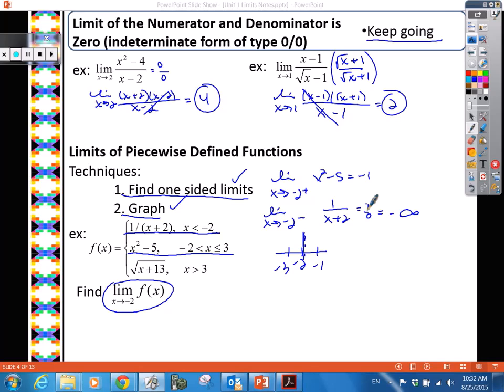And we're going to a negative infinity from one side and positive infinity from the other, which means that this little guy does not exist, right? Because the right and left side don't match. So therefore, the limit as x goes to -2 of f of x does not exist, because the left and the right side don't match.